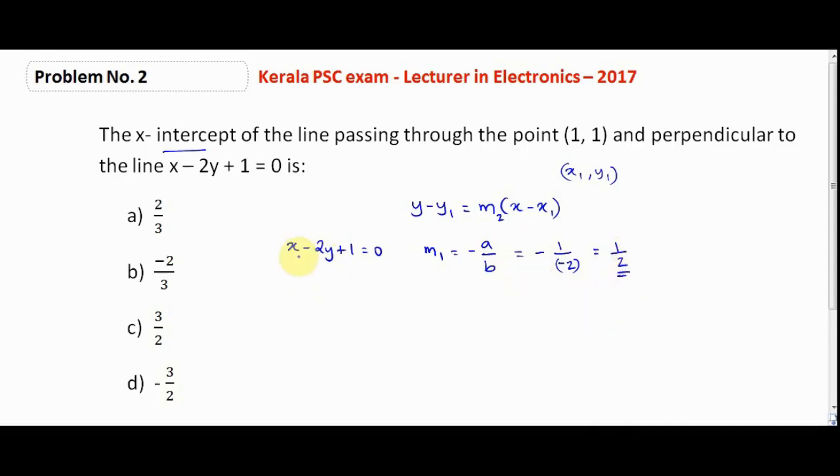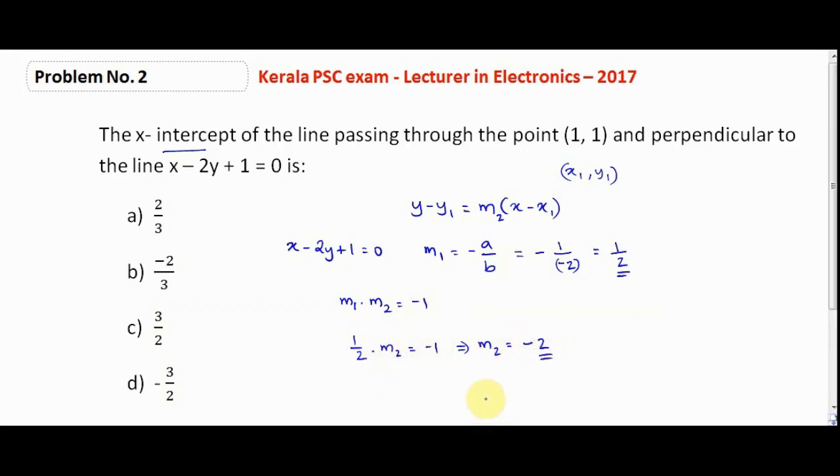Now for two lines to be perpendicular, the condition to be satisfied is that the product of the two slopes, m1 into m2, should be equal to minus 1. We have calculated one slope, it is 1 by 2, so we may substitute that here. So 1 by 2 into m2 will be equal to minus 1. This implies that m2, the slope of the required line, on cross multiplying, will be minus 2.